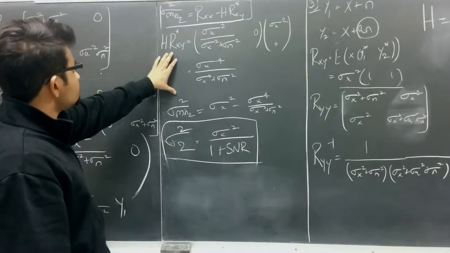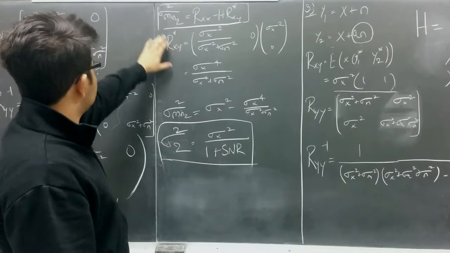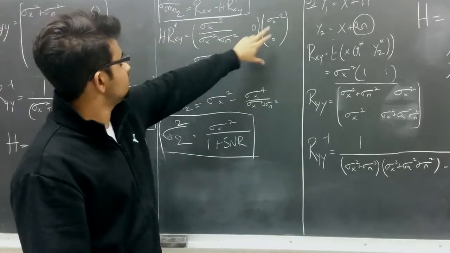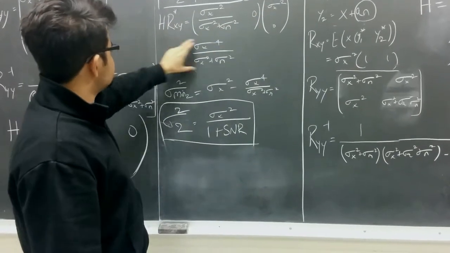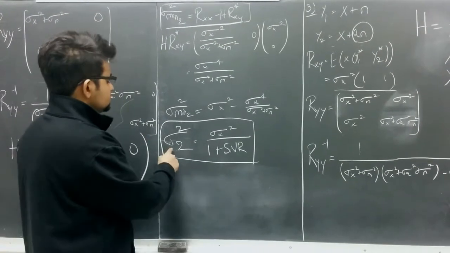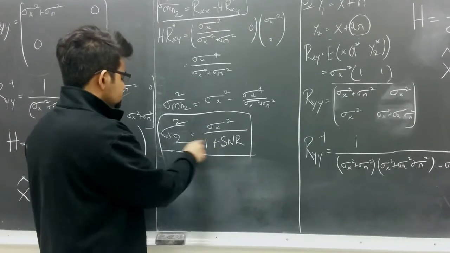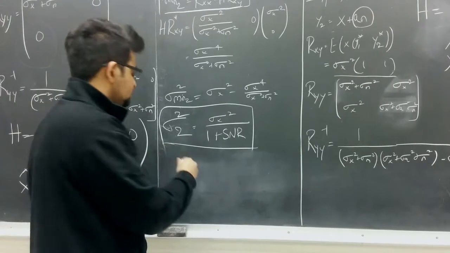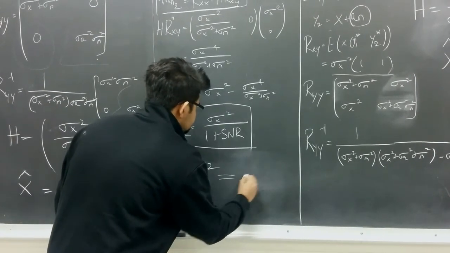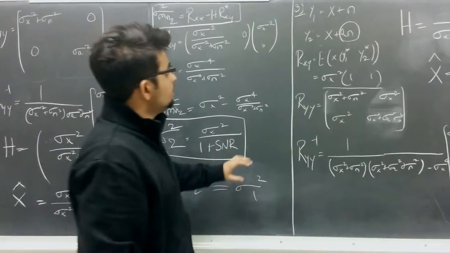Now we compute the second term first, h into rxy star. We know the value of h from this, and rxy conjugate becomes a vertical matrix. So this is the value of the second term, and in total we get the same thing. Sigma 2 x square will be sigma x square upon 1 plus SNR. This is the same thing as we got in the first case, which is sigma 2 square. Sigma 2 is equivalent to sigma 1. We find that the minimum mean square is the same.